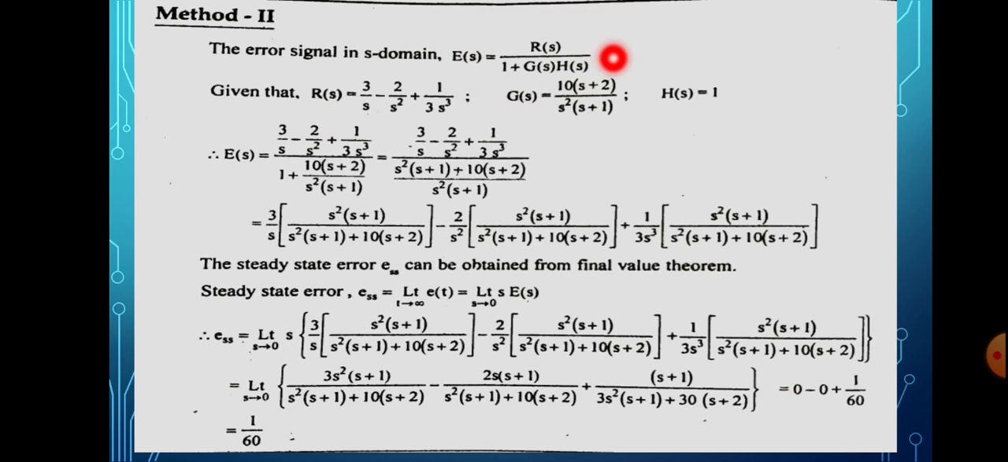Okay, the error signal E of S will be equal to R of S divided by 1 plus G of S into H of S, and here R of S will have a form like this, that is given in the question, and G of S is also given in the question, and H of S is given in the question, and you can substitute these values, R of S, G of S and H of S. So this is the equation by substituting R of S, G of S and H of S, and this is the equation for E of S.